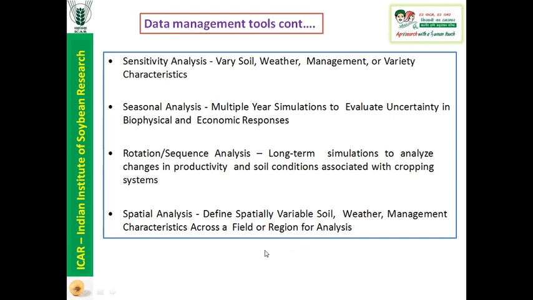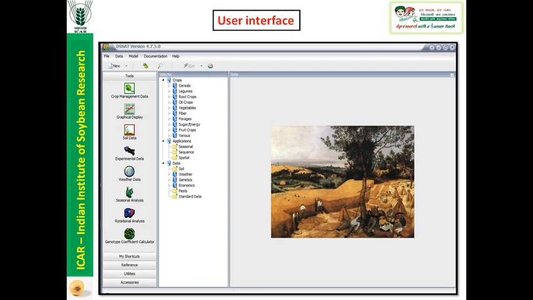This spatial analysis mainly helps for the introduction of new crops to new areas, and also for the evaluation of different genotypes or varieties in different locations, and also soil fertility evaluation in different locations across the region. So after installation of the DSSAT model, when we click on this DSSAT icon, the first thing that will open is the user interface that looks like this.